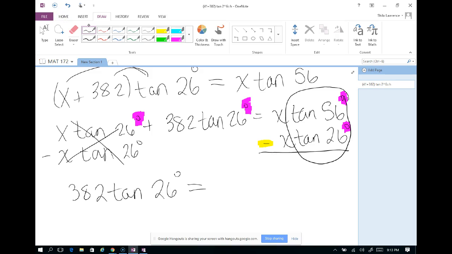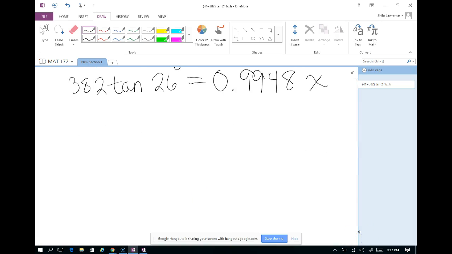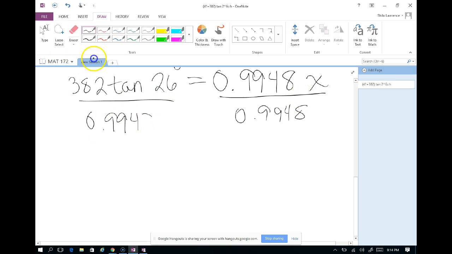So in my calculator, I'm asking what tan of 56 minus tan of 26 is. And that's going to be my coefficient on my x. So I've got 0.9948 approximately. And to solve for x, I just have to divide that number over. Now what I'm going to do, in order to not round anything, is, so algebraically, technically we need to divide over the 0.9948, but I'm not going to round that because I've got the full value of that decimal on my calculator screen right now.